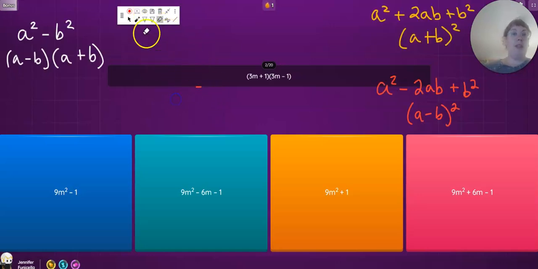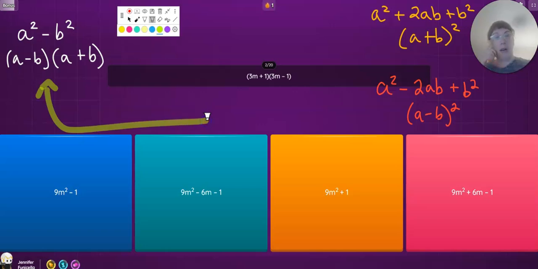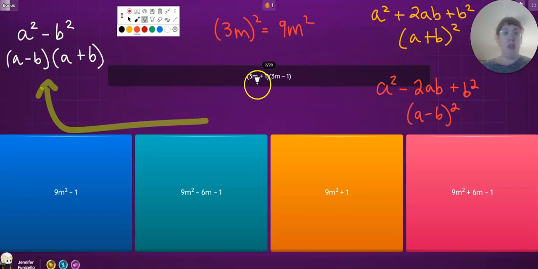So this is 3m plus 1 times 3m minus 1. So we have a plus and a minus, so we're talking about over here, the difference of perfect squares. When you multiply this out, you want to figure out what 3m squared is, which is 3m times 3m, which gets 9m squared. And you want to figure out what 1 squared is, which is just 1. So we're going to have 9m squared minus 1, using that difference of perfect squares form. Beautiful.